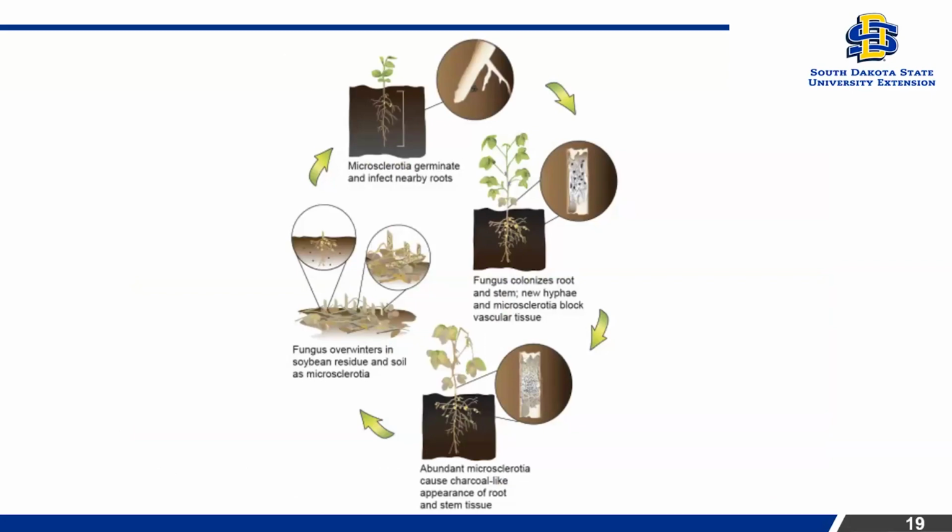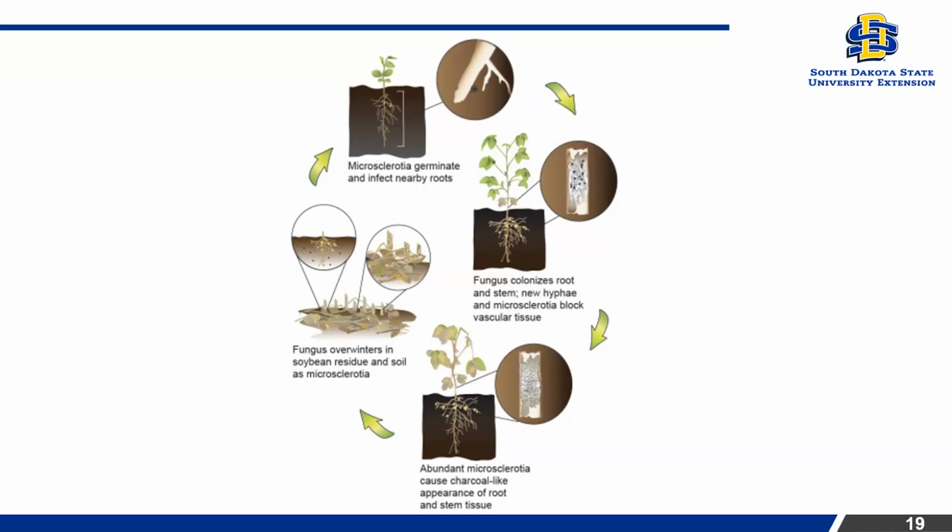This here is a life cycle of charcoal rot. So we'll start on the far left-hand side. The fungus is overwintering in soybean residues and in soils as microsclerotia, which are the tiny black fruiting bodies that we see in the plant. As the plant is beginning to germinate and grow, those fungal bodies germinate and start infecting roots. And you can see that at the next stage as we're going clockwise.